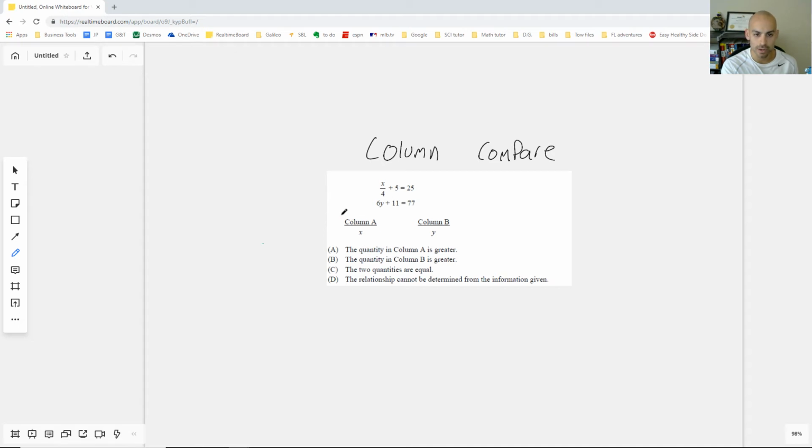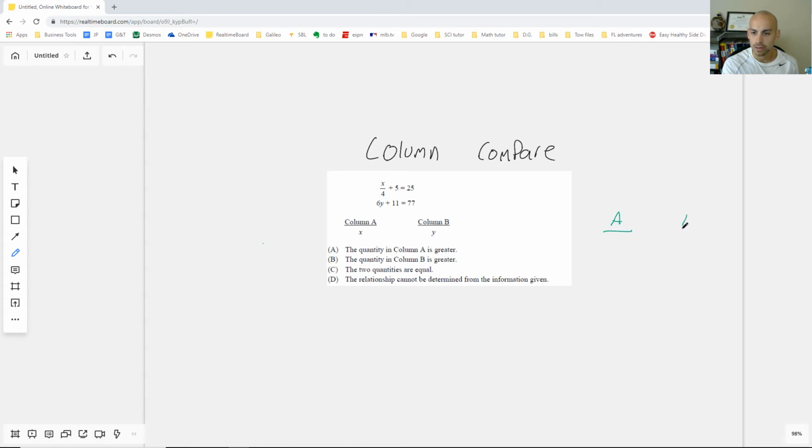You just recognize, okay, this is a column comparison. I need to figure out which is bigger, A, B, or are they the same, or do I not have enough information? Let me also go into a simple explanation of what this looks like. I'm going to create a simpler question so we can get a feel for the format of what this is.